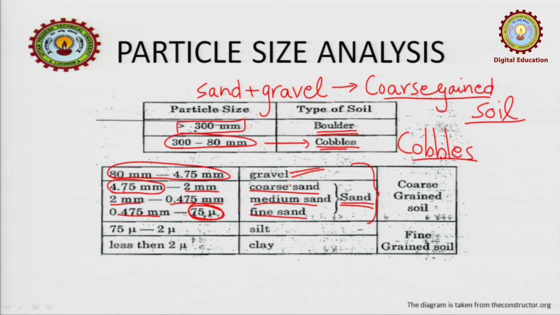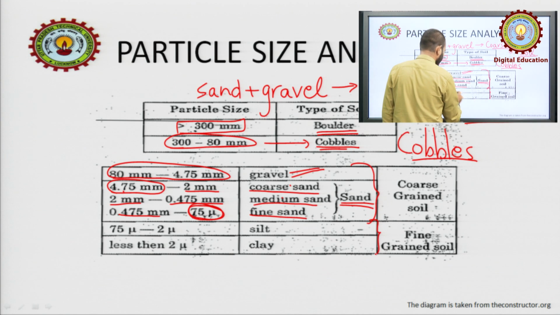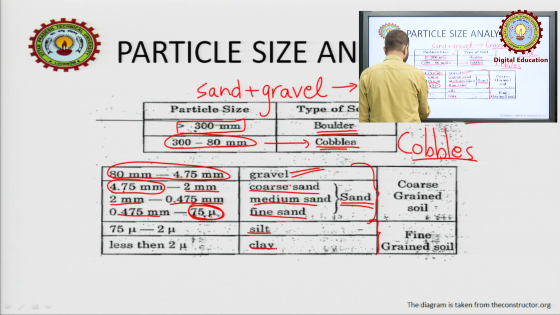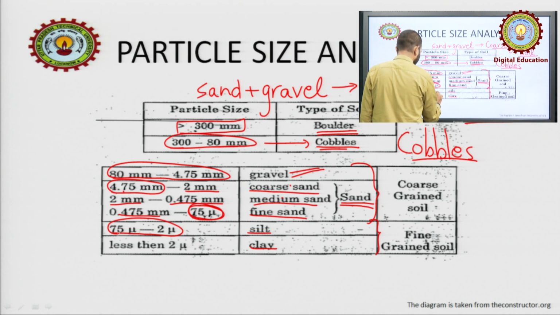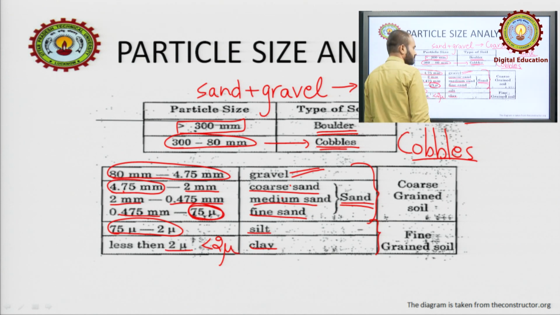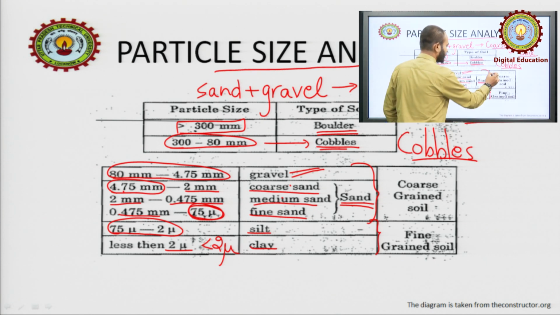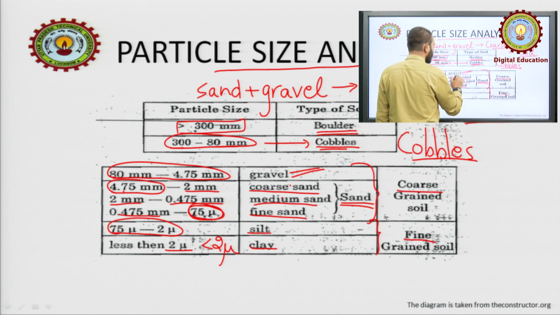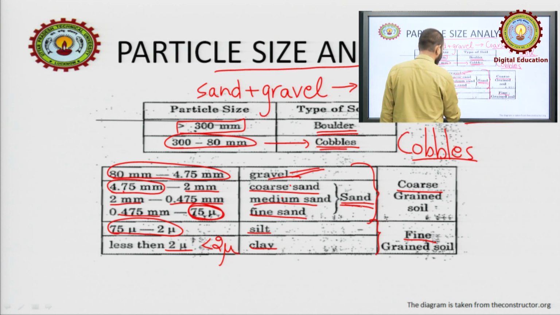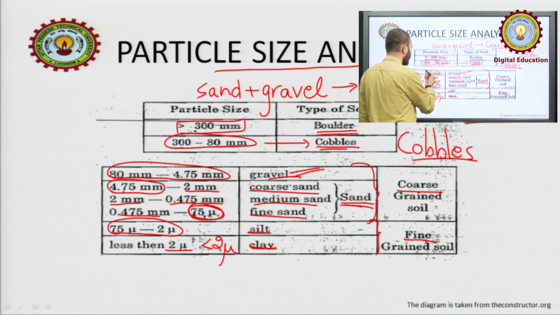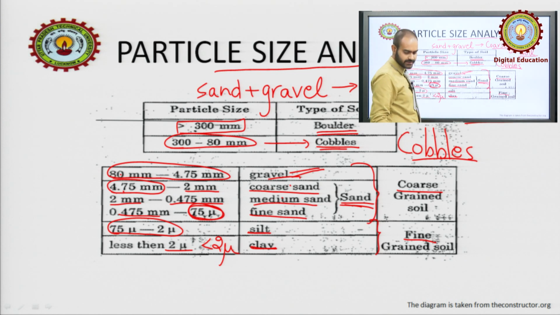Then we come to the fine grained soil. It again has two bifurcations, silt and clay. Now silt will be from 75 micron to 2 micron, and below that, less than 2 micron, this will be clay. So this is the general bifurcation according to the particle size. There are coarse grained and fine grained. Inside coarse grain there is gravel and sand, and inside fine grain there is silt and clay, all having their accordingly sizes. From 80 mm to less than 2 micron, we have classified the particles.